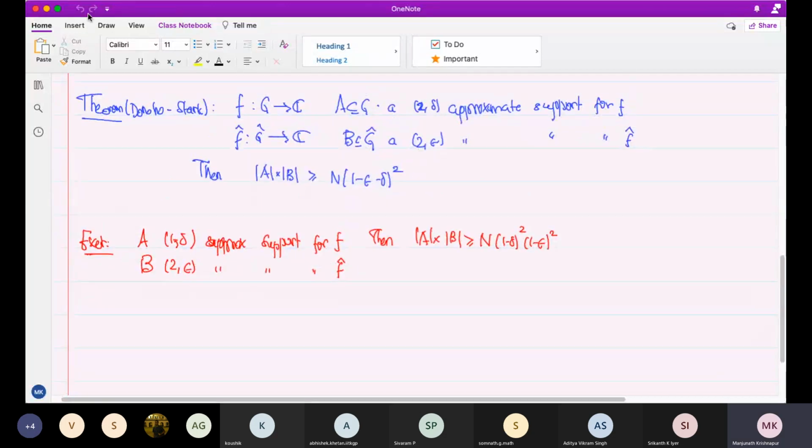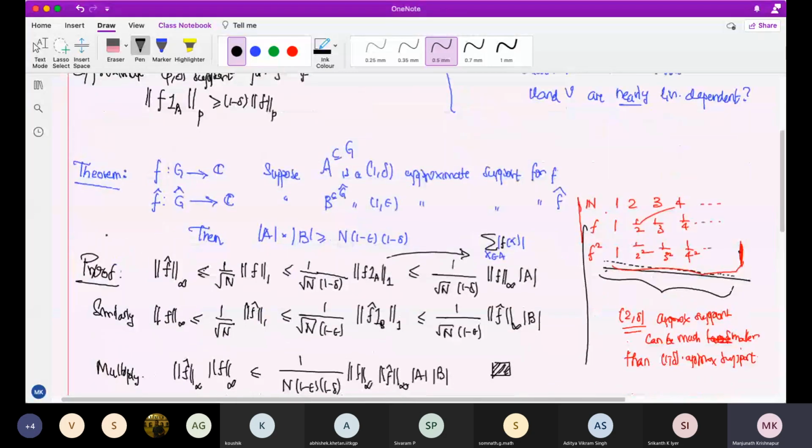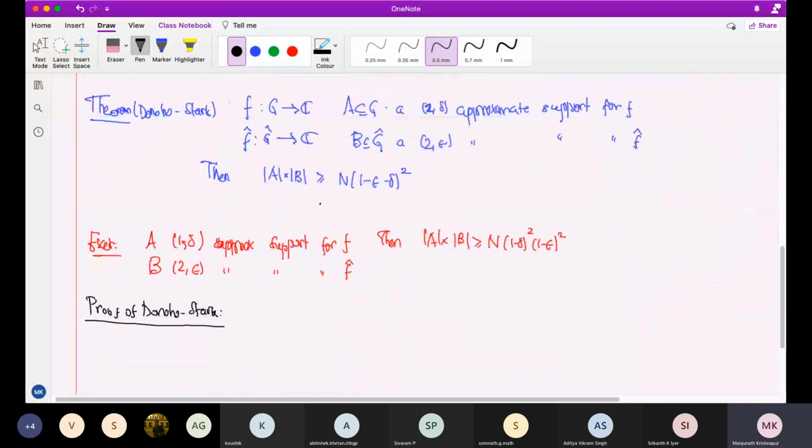Before that, are there any questions? So let me prove this. It is a little more involved than the other uncertainty principles that we proved. For example, the 1 approximate supports case was straightforward, more or less like the other one. Here it's a little more involved.